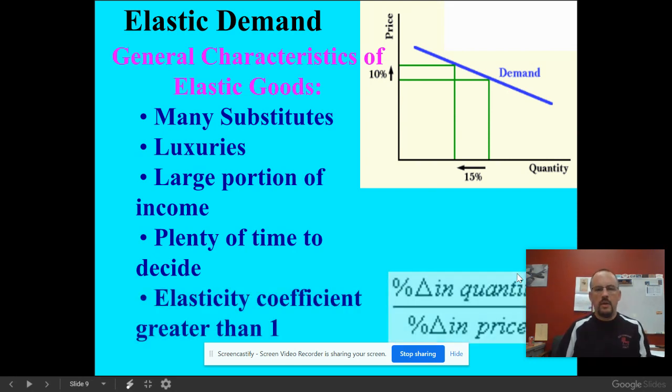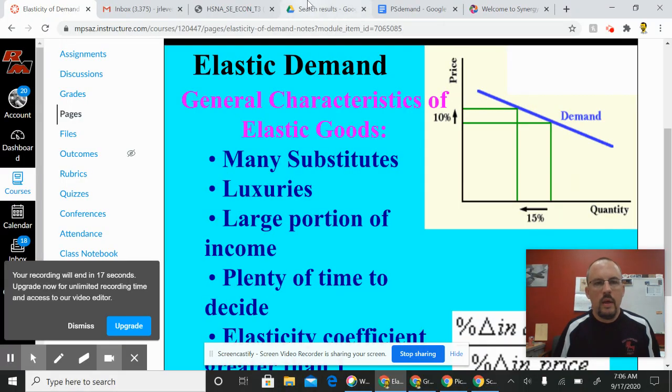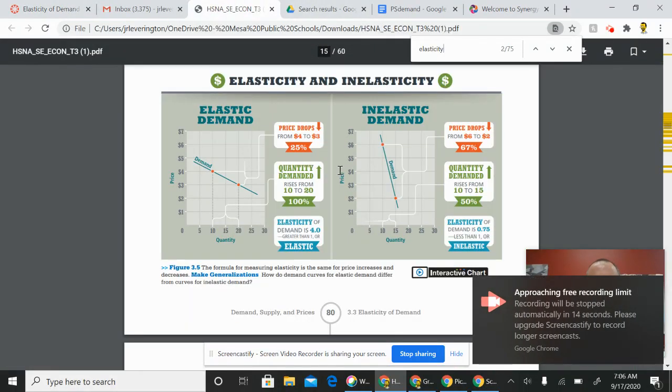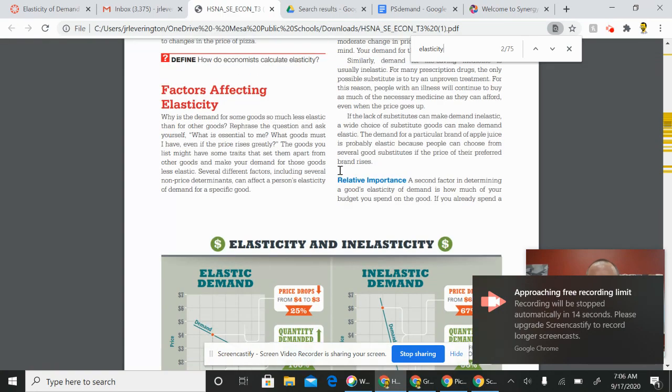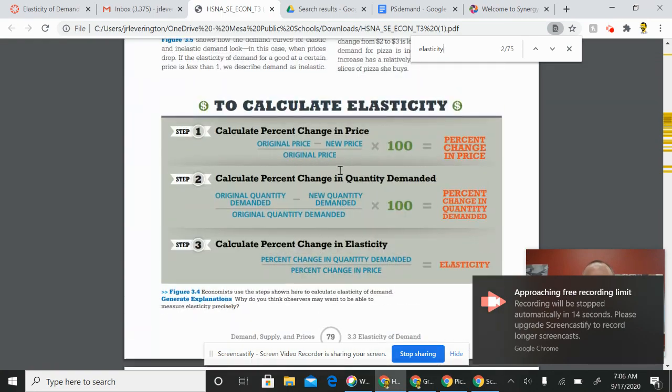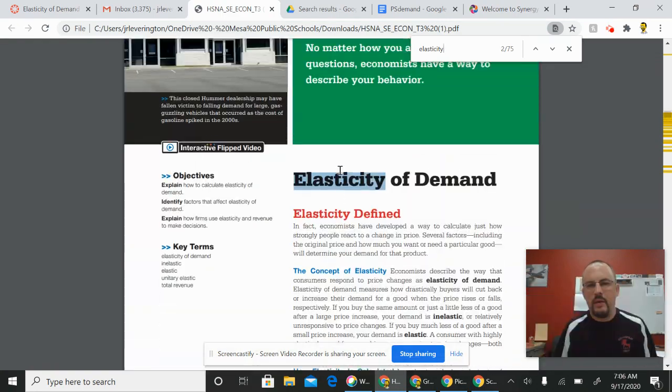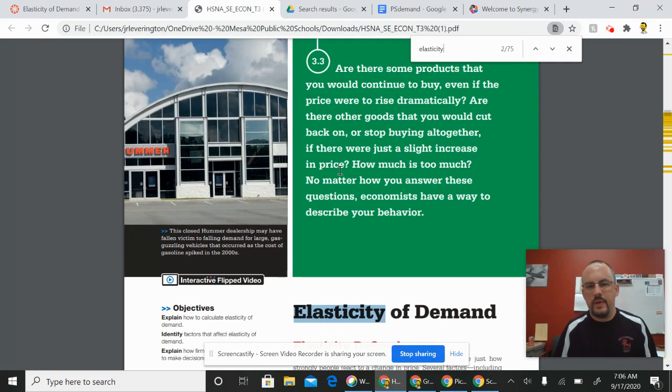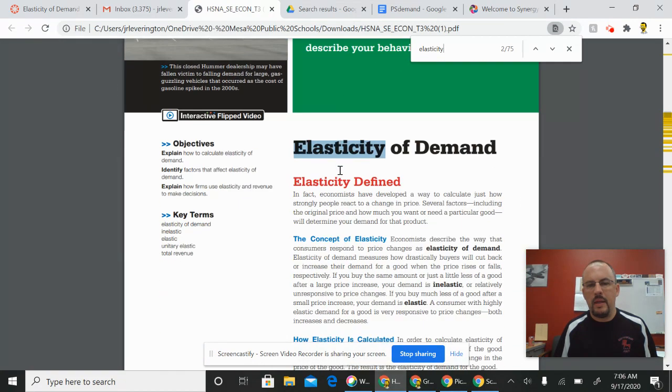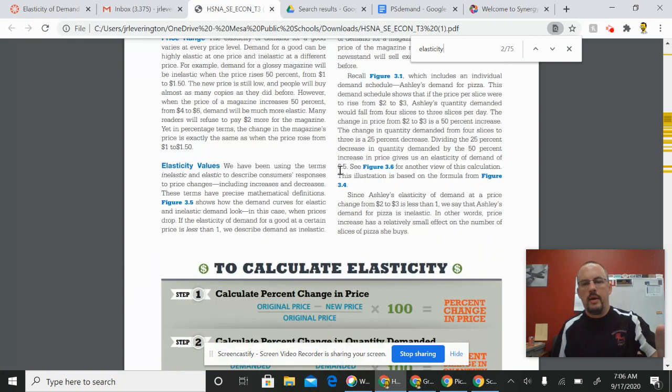Okay, and then you're going to look at the book here. I'm going to stop. Okay. Oh, it's about done. So the book starts on page 78. So I'm going to have you look at this as well, and you should be able to access this through Canvas. So elasticity of demand, I would recommend you really check it out.